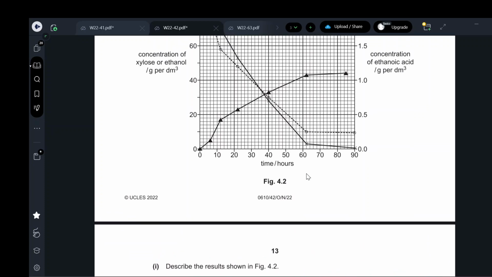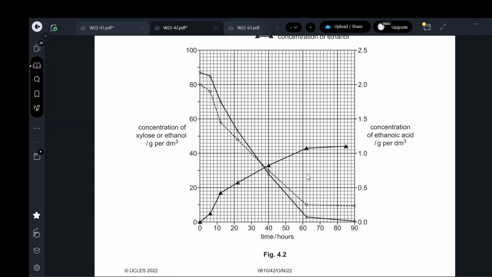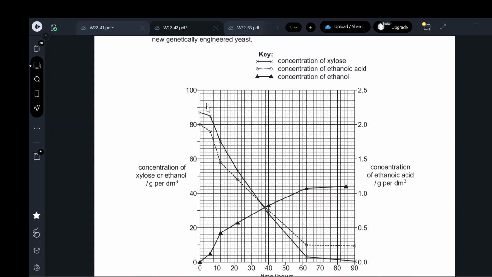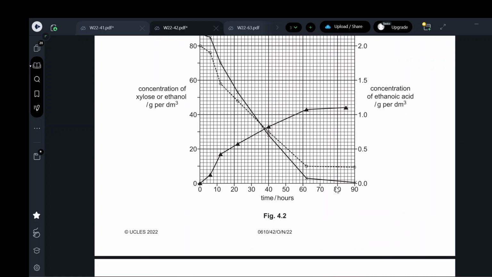Right. The first question doesn't need your studying. Describe the results. This is what I just said. The xylose and the ethanoic acid concentration are decreasing, while the concentration of the ethanol is increasing. The ethanol, sorry, not the yeast. Ethanol increasing means that the yeast is using the sugar and producing ethanol. Ethanol is increasing and then it becomes relatively constant. It levels off.